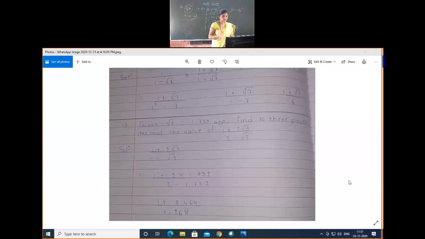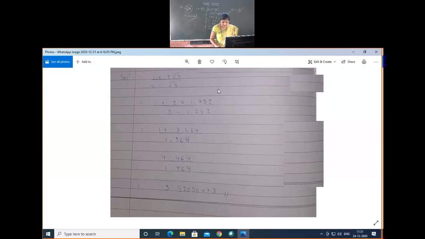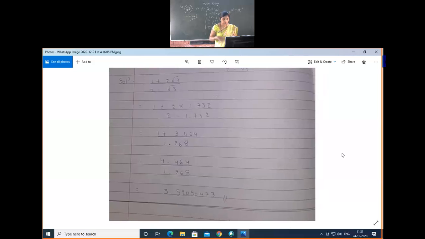Got the idea of this concept, students? Yes. Okay. Next, the third property is also there, and I just want to recall this property. If we add, subtract, multiply, or divide two irrational numbers, the result may be rational or irrational. If both are irrational numbers, in addition, subtraction, multiplication, division you may get rational or irrational. But if one is rational and one is irrational, the product or quotient is always irrational.